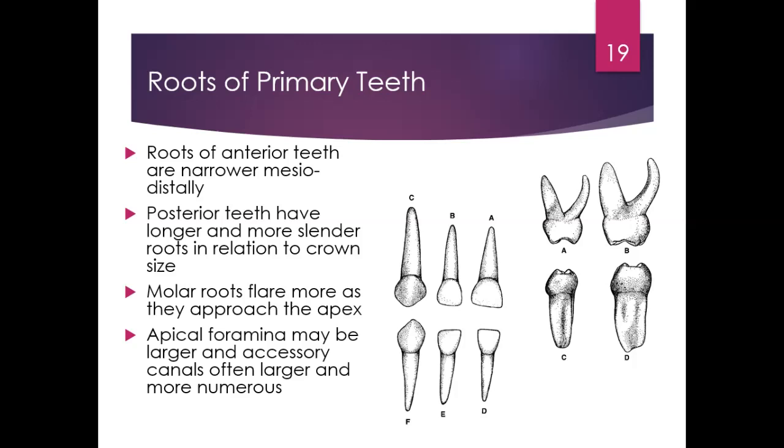Molar roots flare more as they approach the apex, making room again for the succedaneous tooth. Apical foramina may be larger, and you may have accessory canals that are larger and more numerous.